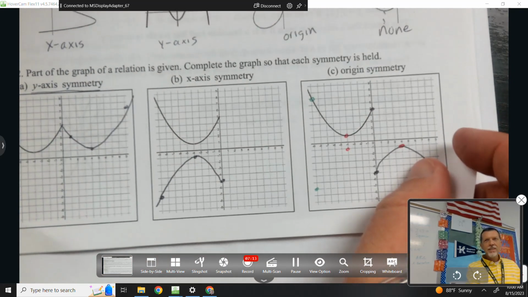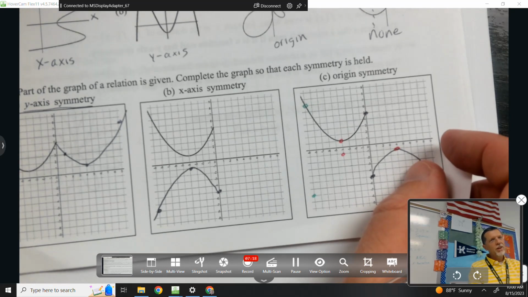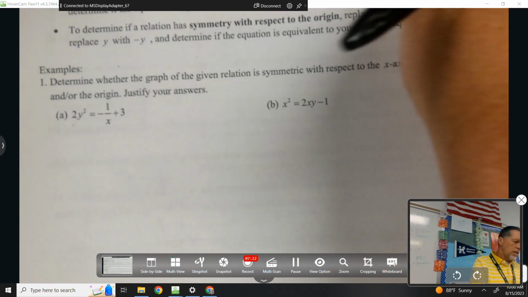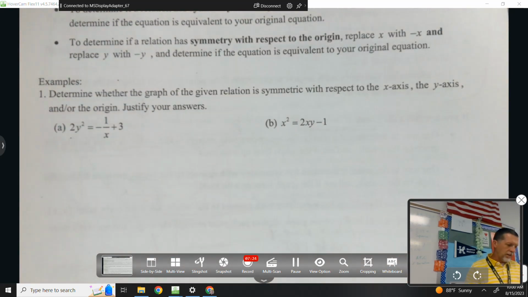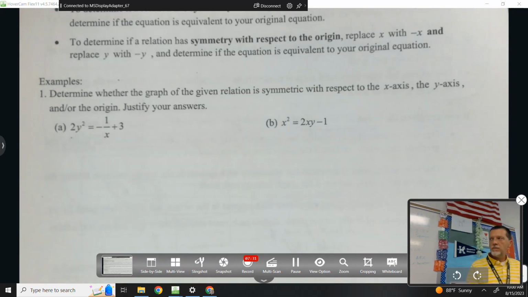Questions on that? You've seen that before. X-axis symmetry, y-axis symmetry, rotation symmetry. All right, that's the visual of it. Now, if you're given the equation, then it's a little bit harder.